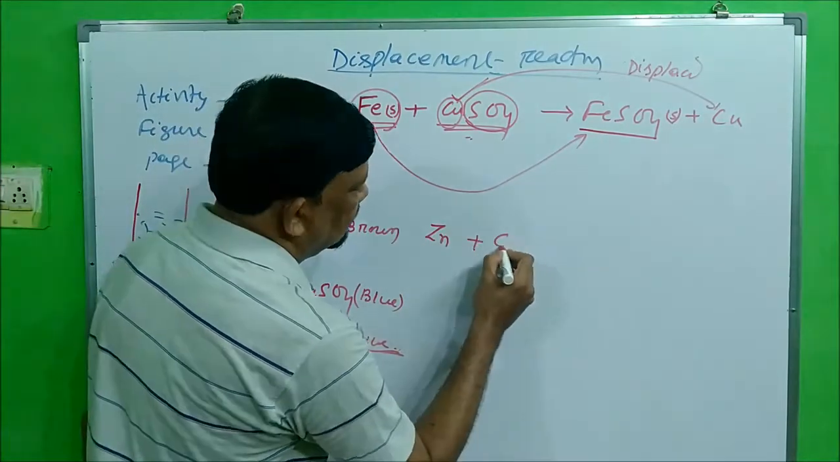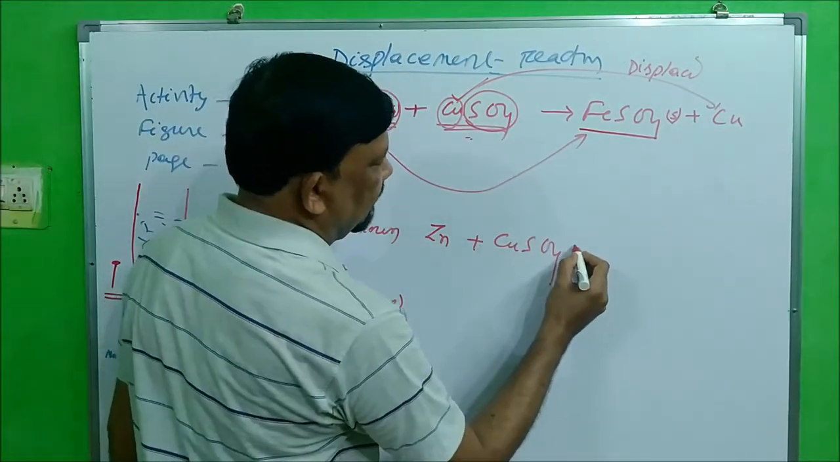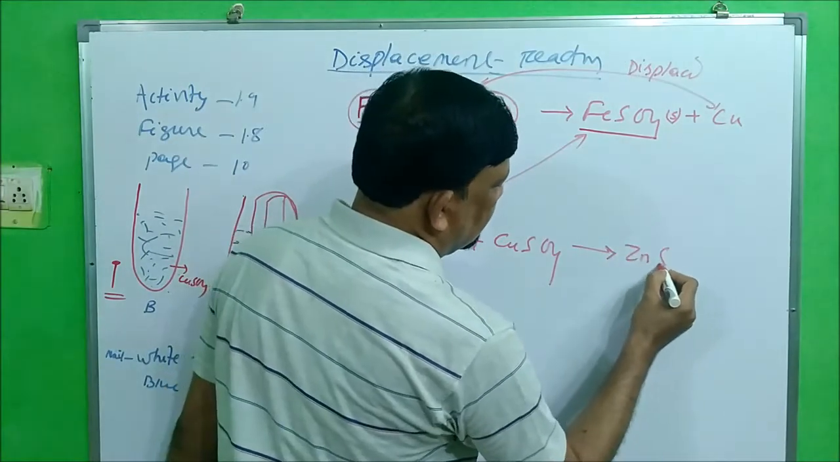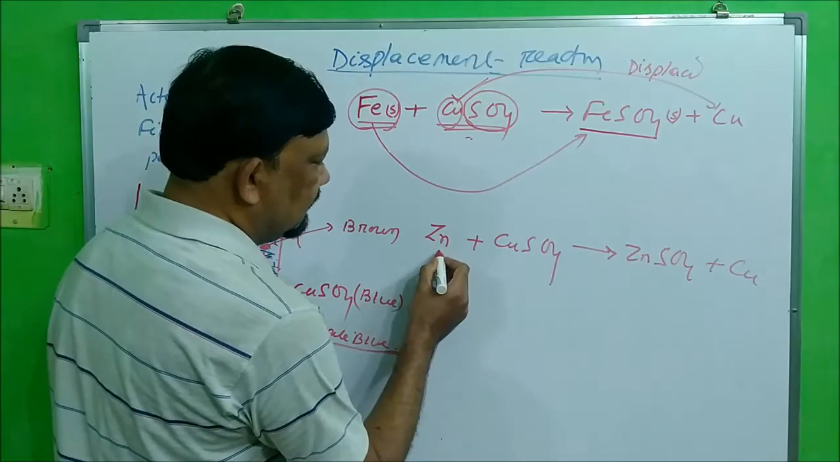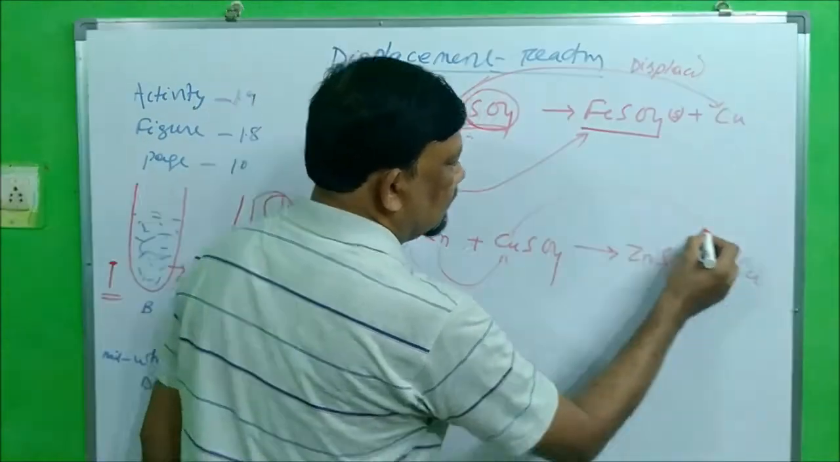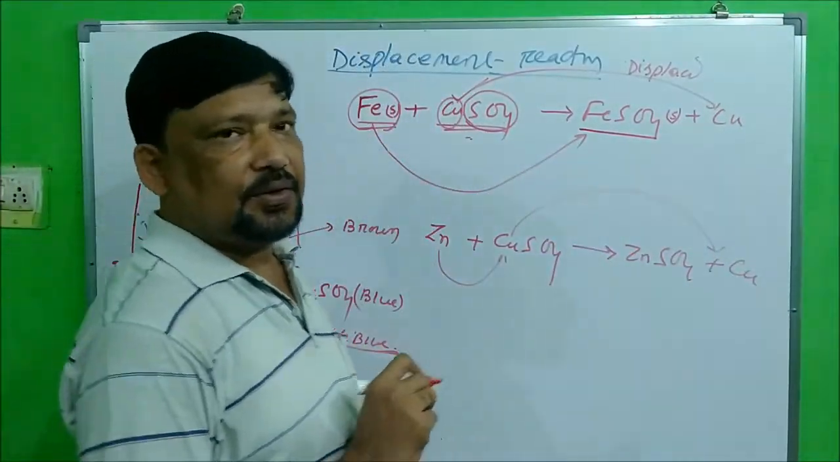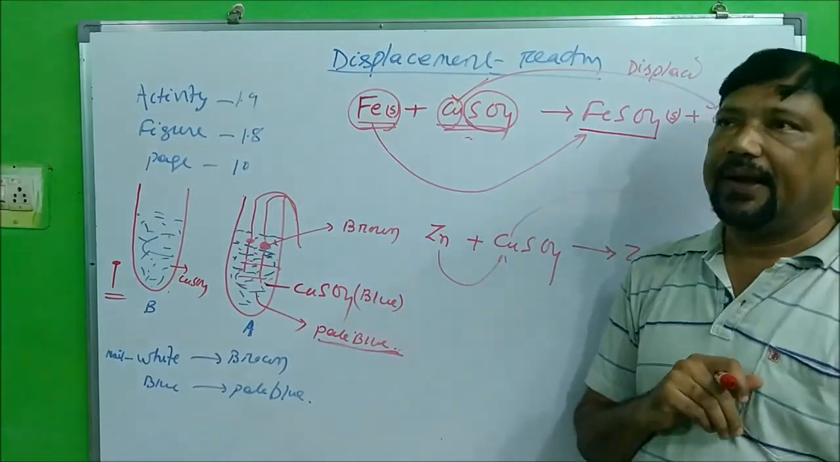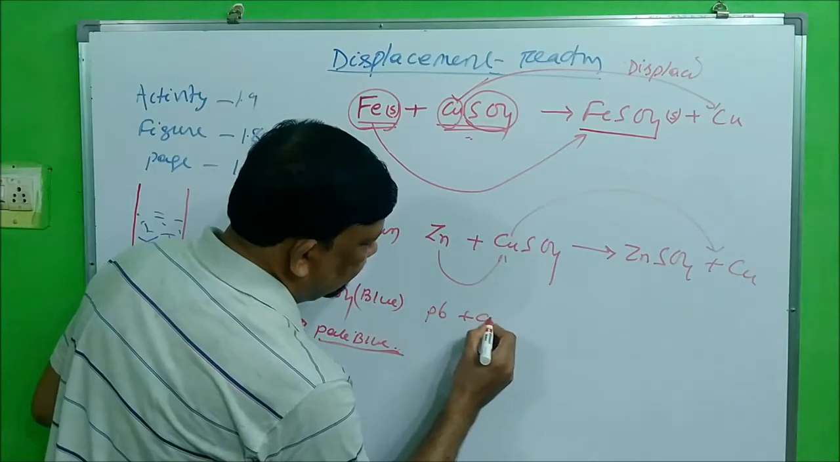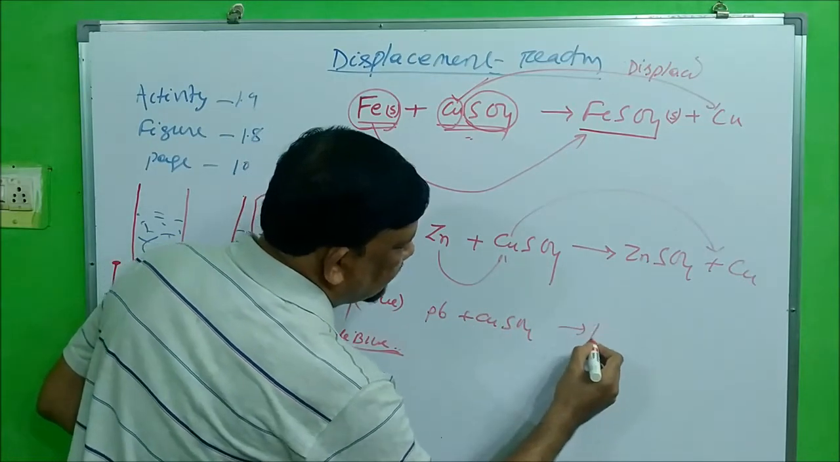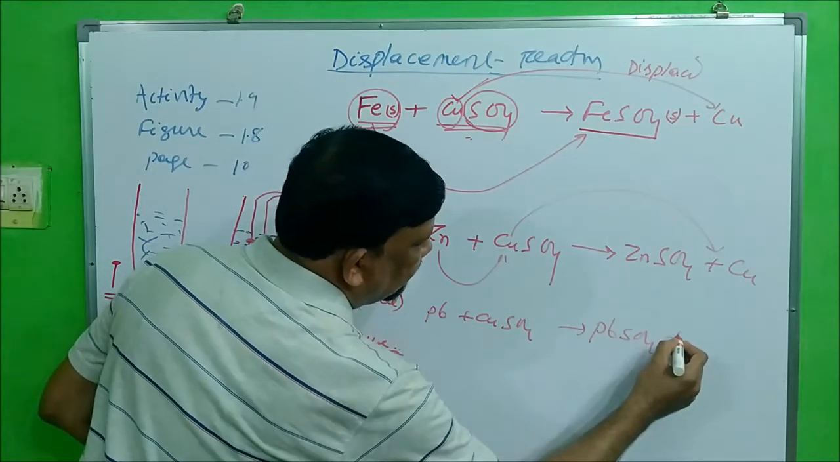Zinc plus copper sulfate, that also gives zinc sulfate plus copper. So this zinc displaces copper. Clear? One more example you can take. Lead plus copper sulfate. This also gives lead sulfate plus copper.